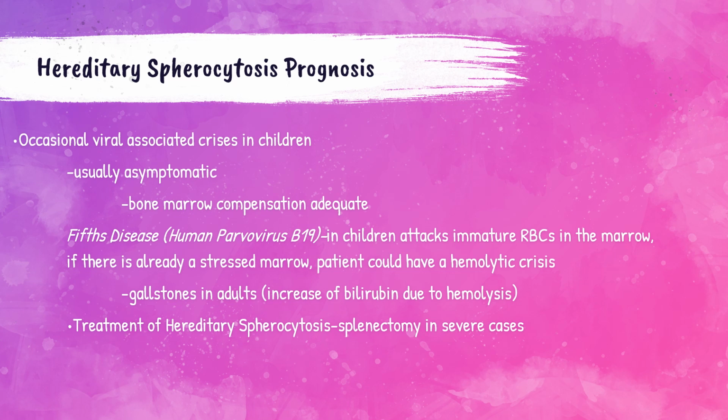Patients with hereditary spherocytosis are frequently asymptomatic, and that's because the bone marrow is able to compensate for the blood cell loss. Children with hereditary spherocytosis can have a hemolytic crisis if they catch something called the human parvovirus B19 virus, which is also known as Fifth's disease. Adult patients may have a higher chance of gallstones due to an increase of bilirubin levels, and in very severe cases, the spleen may need to be removed in these patients.